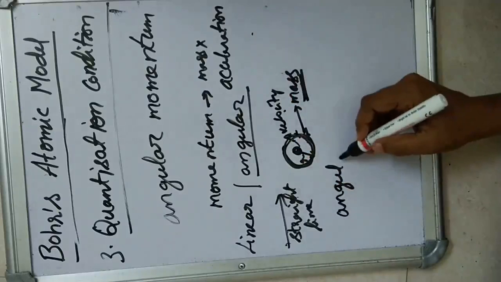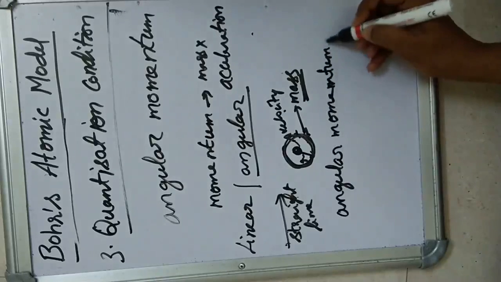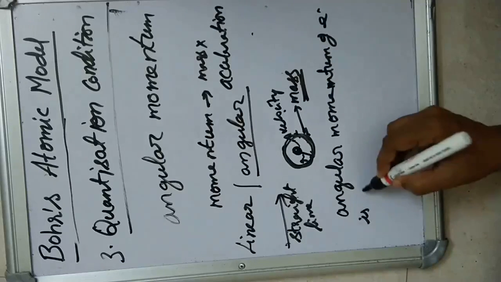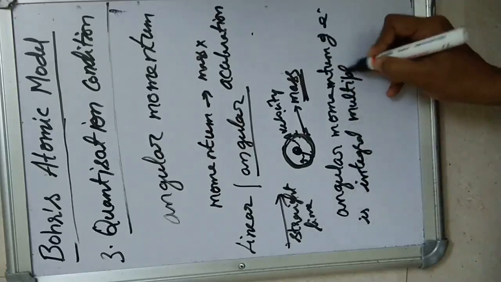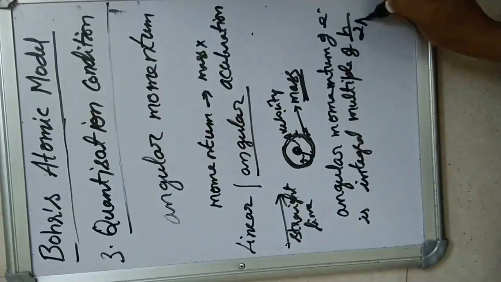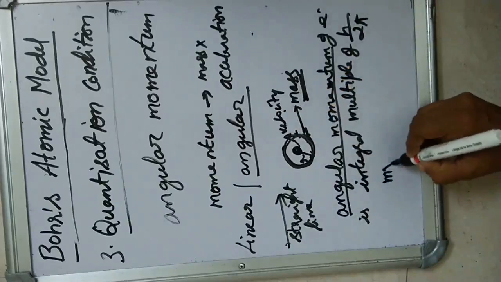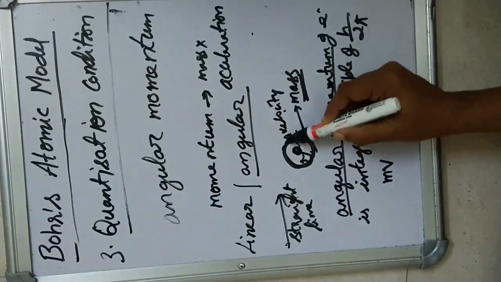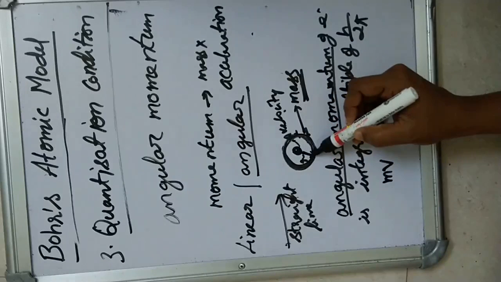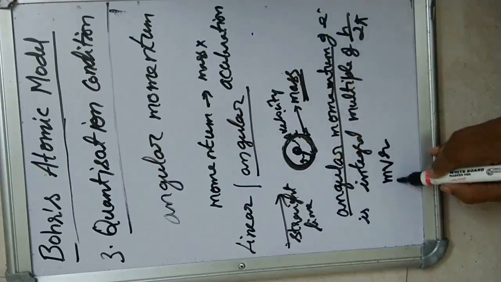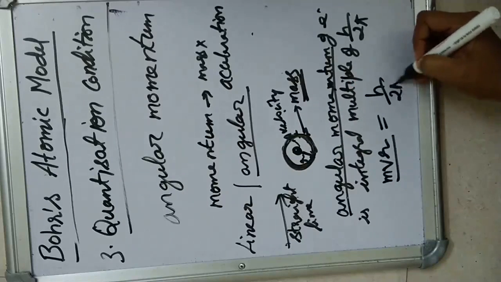So I will come back to the postulates. The angular momentum of an electron is an integral multiple of h by 2 pi. So what is angular momentum? Momentum is nothing but mass with velocity. Since it is angular, it is a circular path. In a circle, the main property is the radius. So mvr is the angular momentum, and this is equal to h by 2 pi.